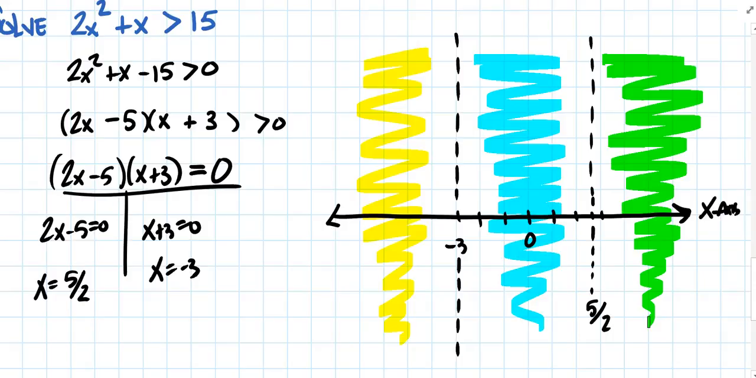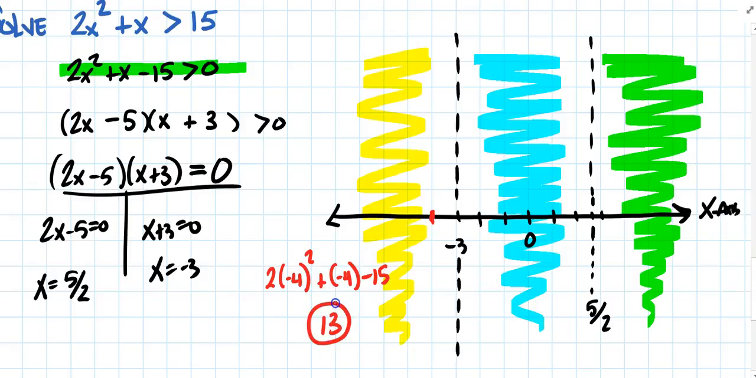What we're going to do is take a test point for each region and determine whether or not it makes this statement true. That's what we're going to do. So I'm going to do this in red for you. So any point in this interval over here, such as negative 4, for example, I'm going to test the point negative 4. So here's what I'm going to do. I'm going to take 2 times negative 4 squared, plus negative 4 minus 15, and I want to see what value I get. If I do all of this, I get a value of 13 when I evaluate.